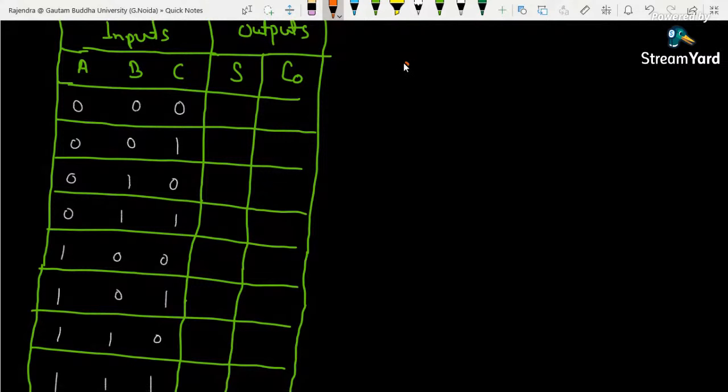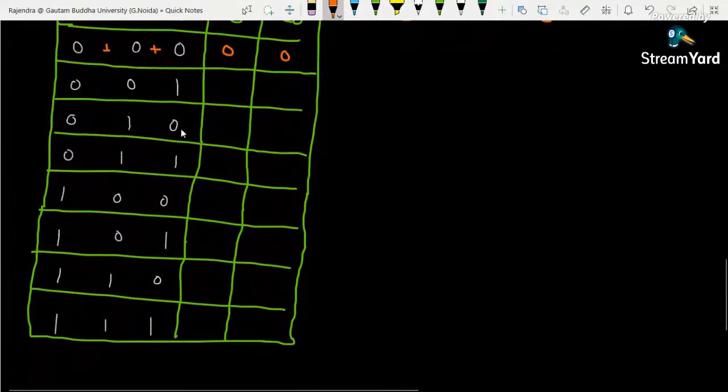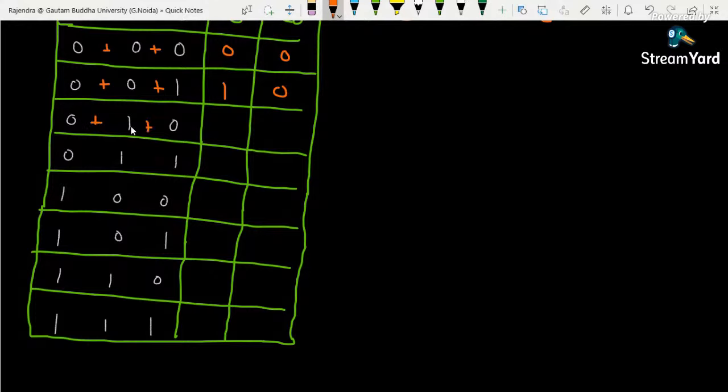So what will be the sum? If we are performing a sum, A plus B, and if any previous carry is coming, you add all three here. So 0 plus 0 plus 0, the sum will be 0. What carry is generated? Nothing, that means 0. Then 0 plus 0 plus 1 is 1, so the sum will be 1 and the carry will be 0. Similarly, you add 0 plus 1, the result is 1. 1 plus 0 is 1. Sum is 1, carry is 0.